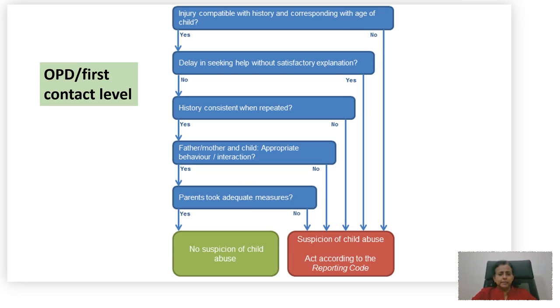So in an OPD setup, the medical officer or the person at the frontline service would be asking these 5 questions. And if the answer is no for 4 questions and yes for 1 question, then obviously you have to start the process. The reporting system has to be started for child maltreatment.